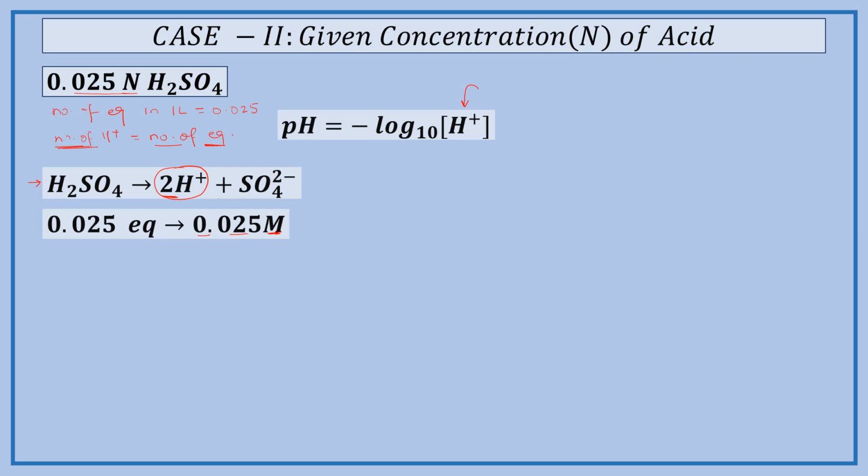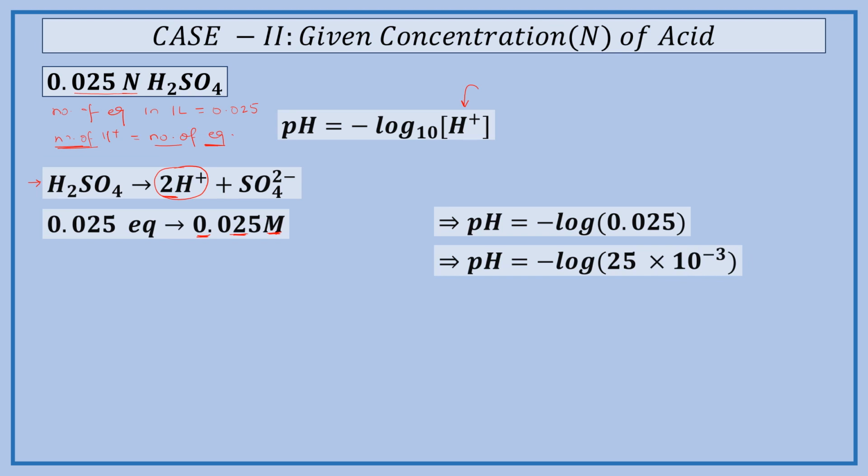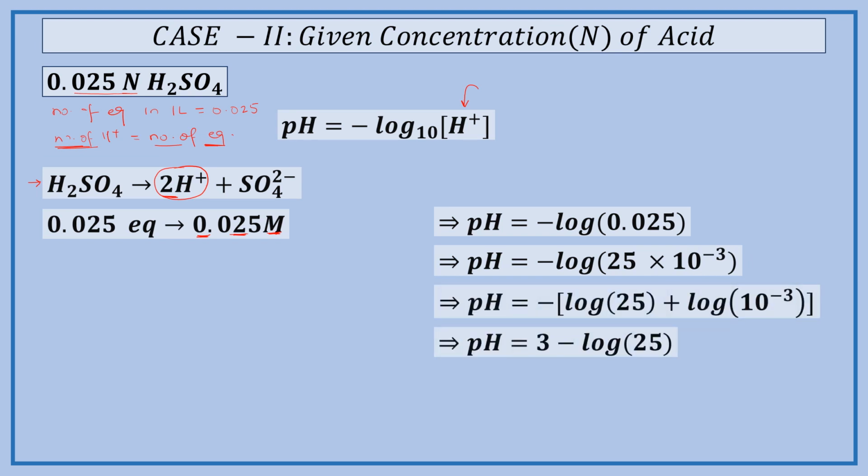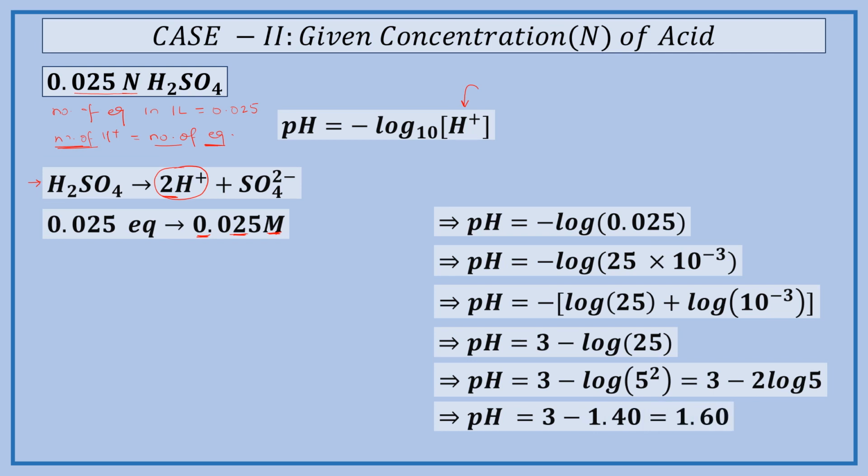We have got our H plus concentration and we will simply put it in the mathematical formula for pH. Again, following the same steps as we did in our last example, we can calculate the pH of this solution to be equal to 1.60. You can do these steps by yourself, and if you are having any difficulty at any steps, this slide is for your reference. So let us move ahead and see our next case.